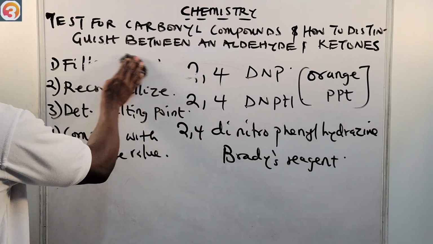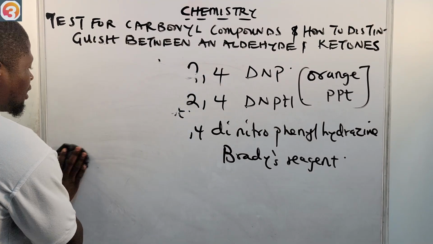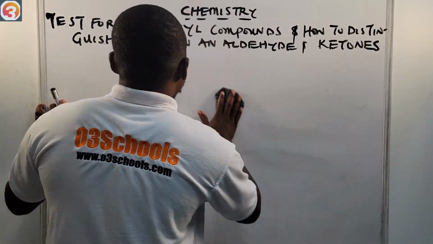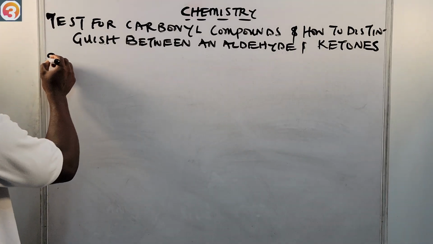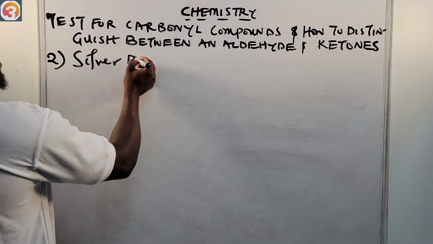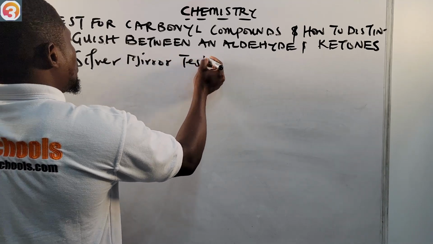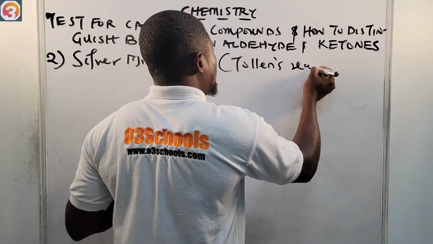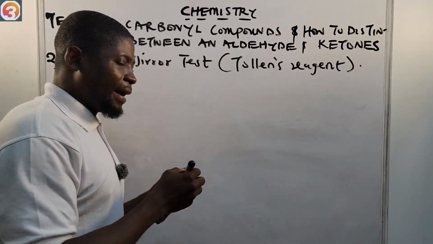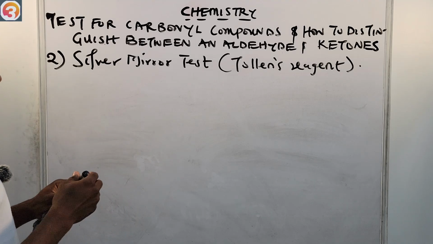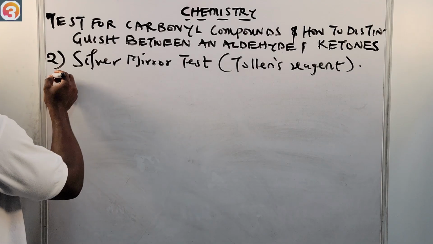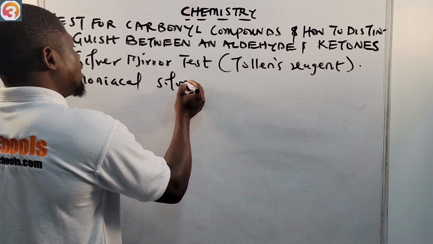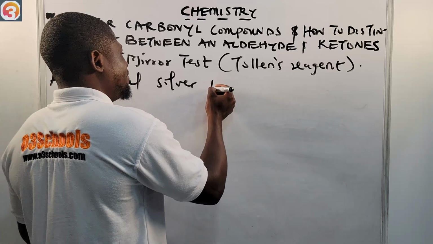Now let us see the second method you can use to distinguish between an aldehyde and a ketone, and that second method is called the silver mirror test. Number two, the silver mirror test. The reagent that we use is Tollens' reagent. What is Tollens' reagent? We have talked about it before. It is ammoniacal silver trioxonitrate, or ammoniacal silver nitrate.